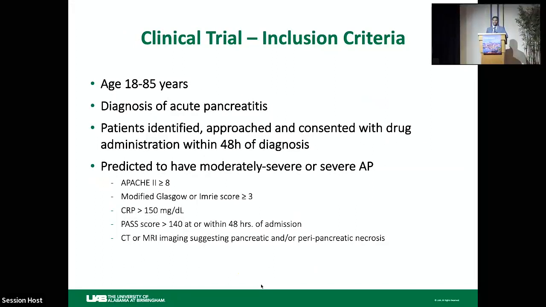The inclusion criteria for this trial is any patient between the age of 18 to 85 years who has been diagnosed with acute pancreatitis. And the most important part is this patient has to be identified, approached, and consented for drug or placebo treatment within 48 hours of diagnosis. And as I said previously, we don't want to risk the 80% of patients with mild AP who can recover on their own with the side effects of pirfenidone. So we would be including only those 20% of the patients who are predicted to have moderately severe or severe AP. And the parameters that we have included to predict that are the APACHE-2 score more than 8, the Glasgow or the IMRI score more than 3, a CRP level more than 150, the PASS score more than 140 at the time of admission, and the CT or MRI imaging scans suggesting pancreatic or peripancreatic necrosis.